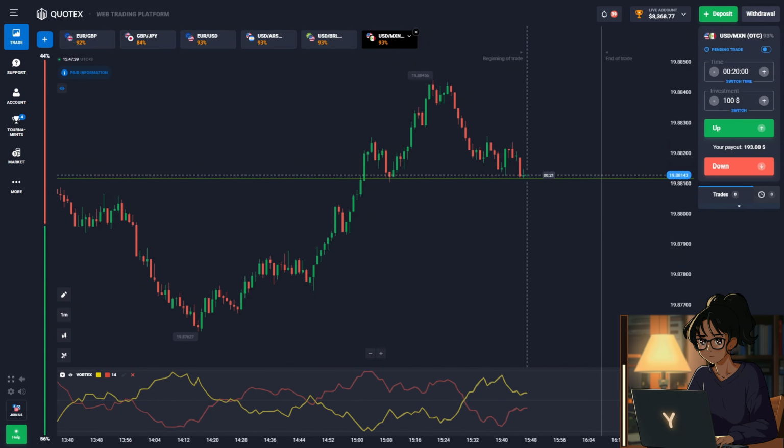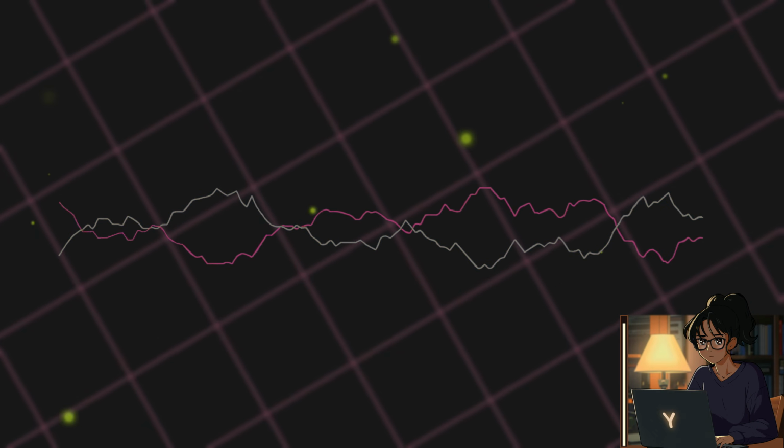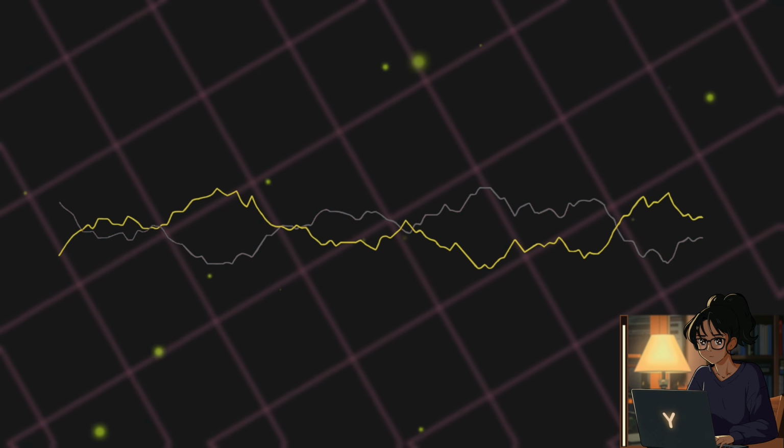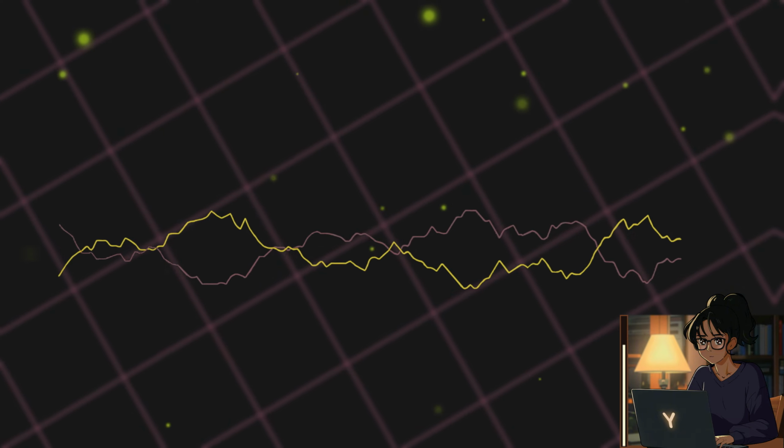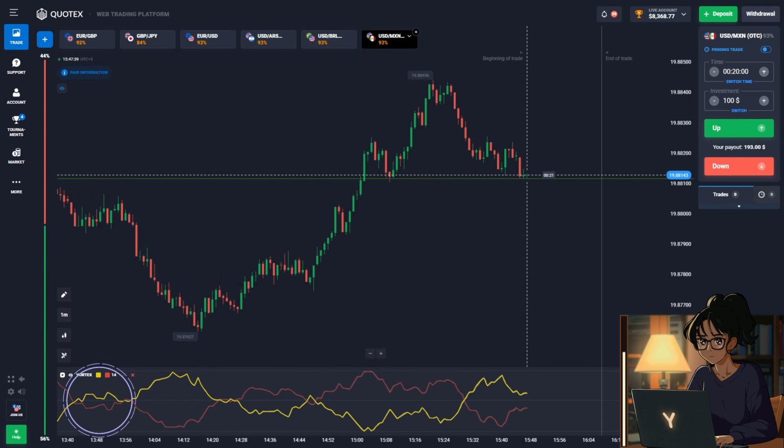So what is Vortex? The indicator has two lines. The red line shows the strength of the uptrend, and the yellow line shows the strength of the downtrend. The farther apart they are, the stronger the trend. When they get close or cross, it usually means the trend is losing momentum, or the price is consolidating before the next move. Simple enough, right?